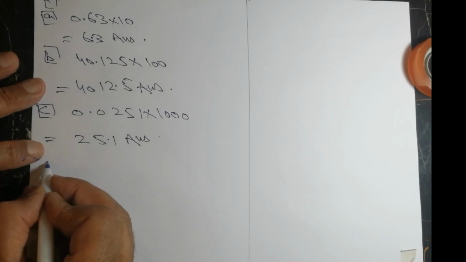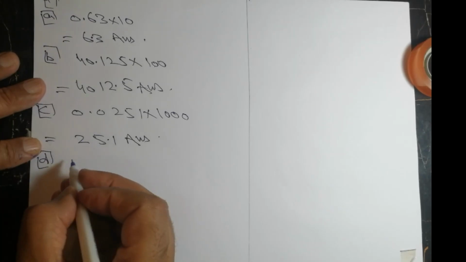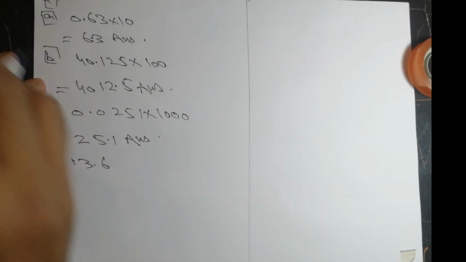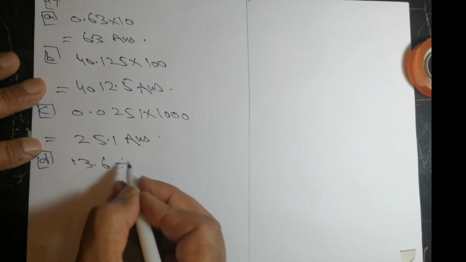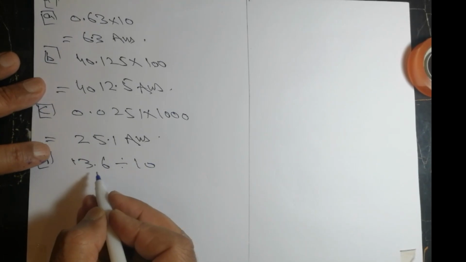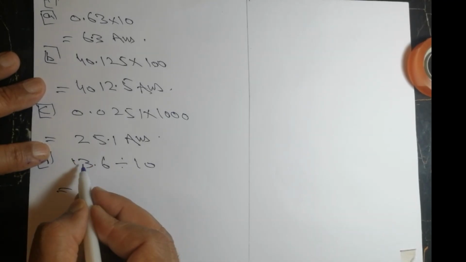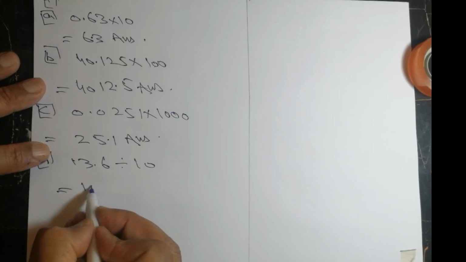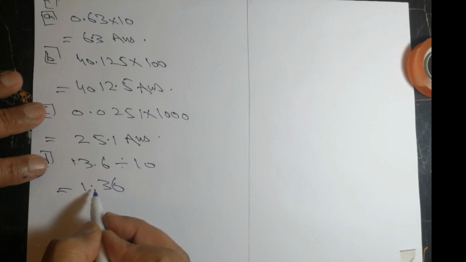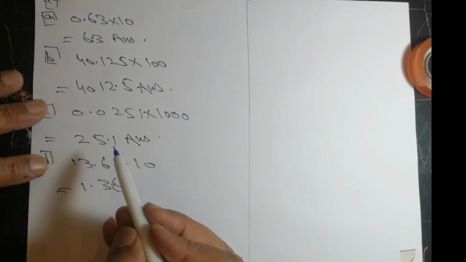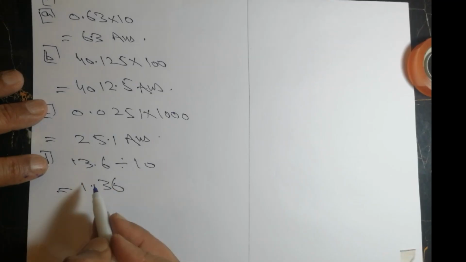Part D is 13.6 divided by 10. This is division. So the decimal will move towards the left. This will be 1.36, opposite to the multiplication. In multiplication, the decimal moves towards the right, and in division, the decimal moves towards the left.